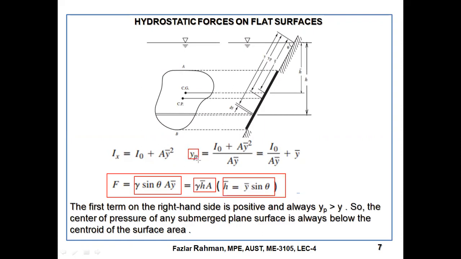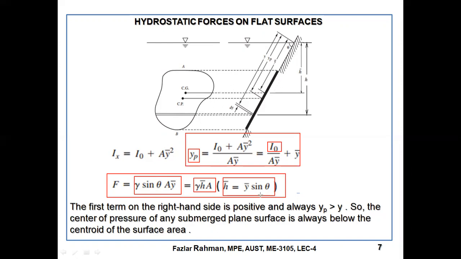Center of pressure equals the moment of inertia of the object with respect to the Cg, divided by area times the location of y bar, plus y bar. So you see this formula: the location of the center of pressure, and this is the amount of force. So any structure is submerged in a fluid.